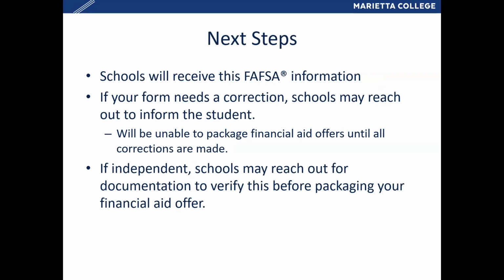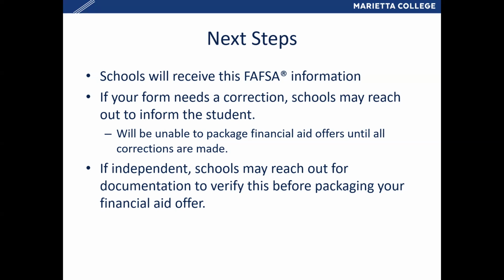So schools will then receive the FAFSA information once it's submitted and processed. If your form needs a correction, so say there's an error, the schools will reach out and inform the student, and it'll also be indicated again on your FAFSA submission summary. Schools will be unable to package financial aid offers for students who have FAFSA data with errors in them. So we just want to make sure that all those corrections get completed.